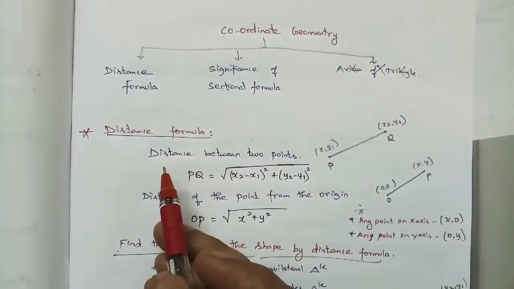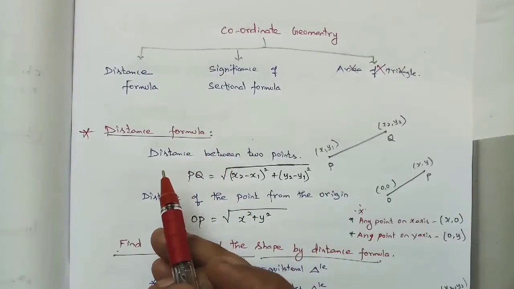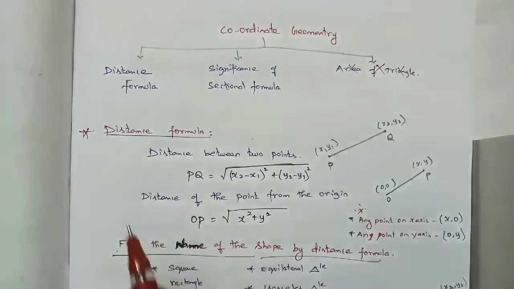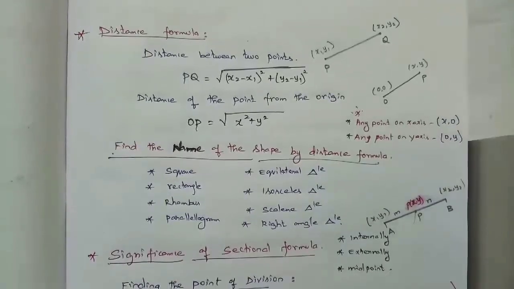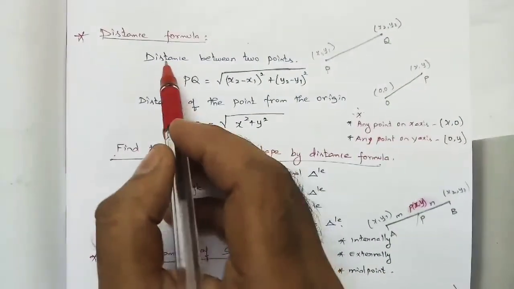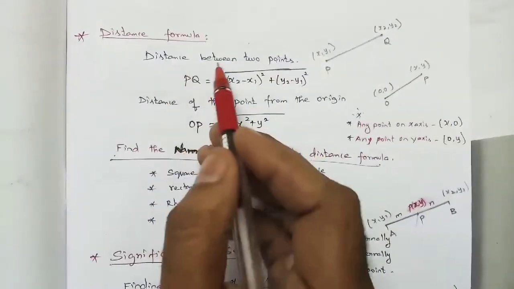So we have so many formulas, nearly 5 to 7 formulas. With the help of those, we are going to find whatever they are asking, right? So first, the distance formula. What does distance formula mean? Distance formula is nothing but finding the distance between 2 points.